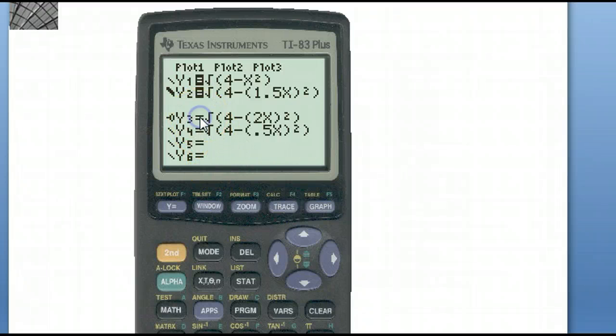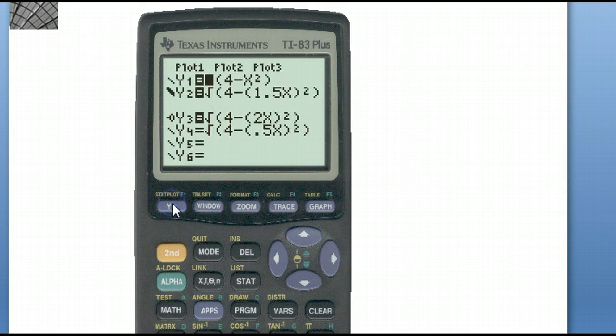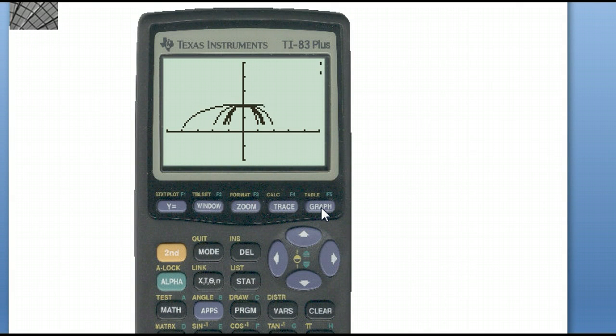So activating this next one where we have 2x, it squeezes it in even more. And this time I was better prepared. On 0.5x, activating that one, so I'm multiplying by a factor of less than 1, and it stretches it out. So greater than 1 is going to squeeze it in, less than 1 will stretch it out.